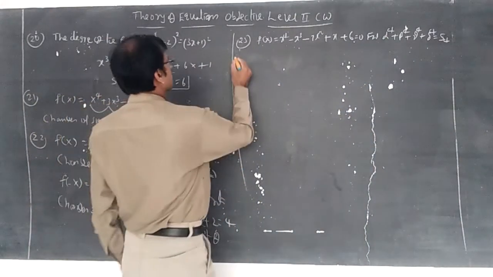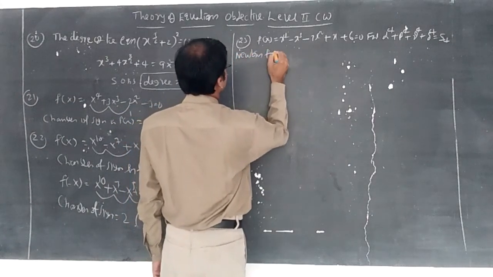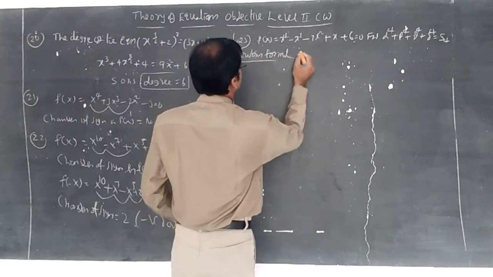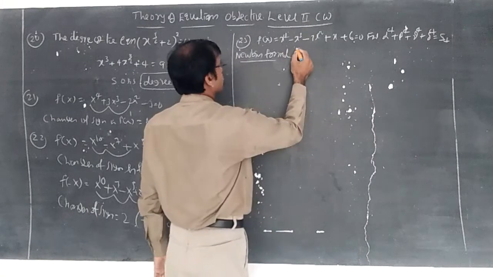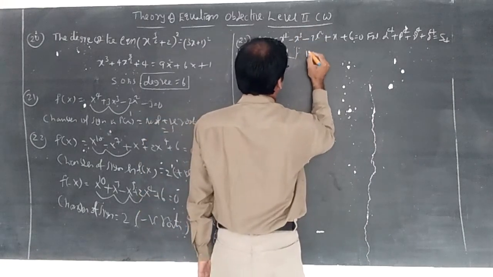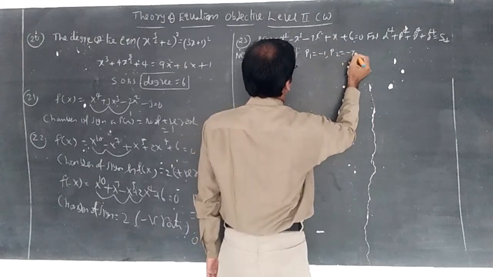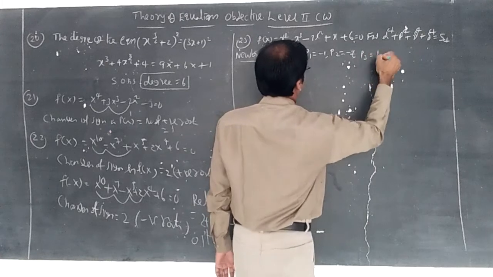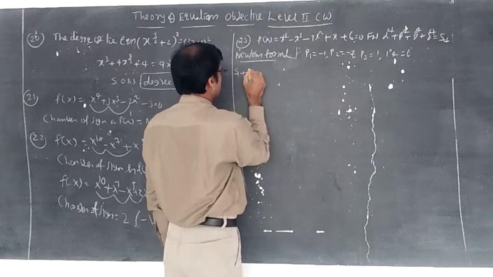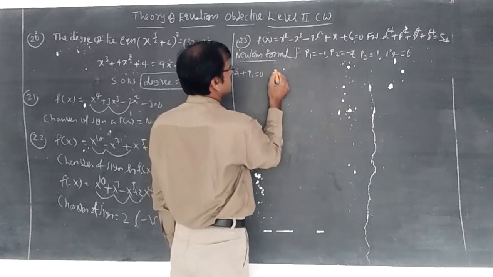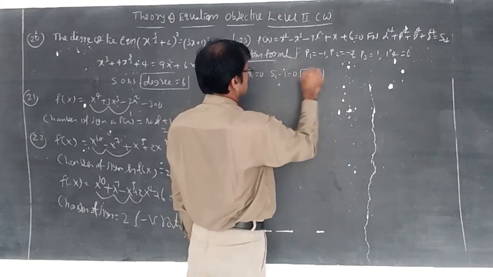Using Newton's formula, S1 plus P1 equal to 0. Before that, I am writing P1 equal to minus 1, P2 equal to minus 7, P3 equal to 1 and P4 equal to 6. Now Newton's formula, S1 plus P1 equal to 0. So S1 minus 1 equal to 0, so S1 equal to 1.